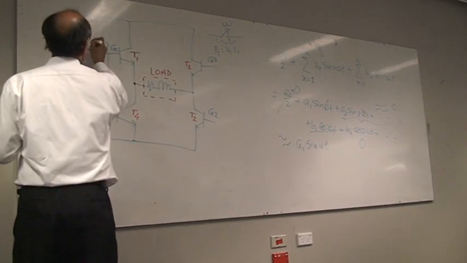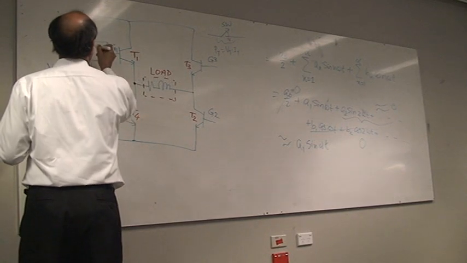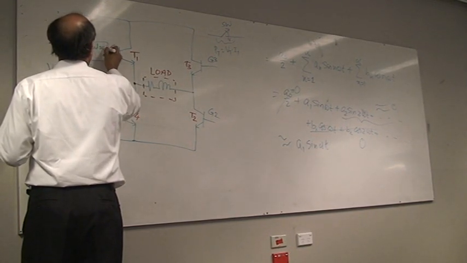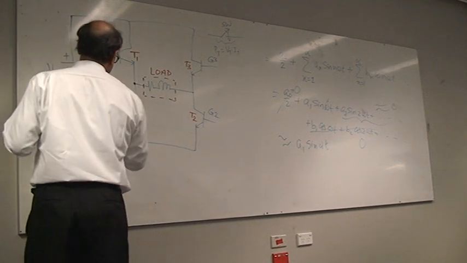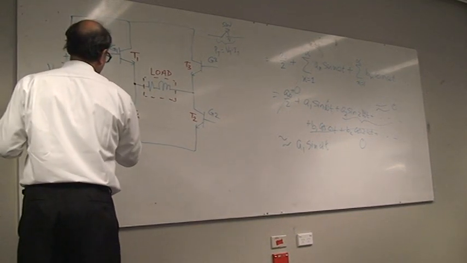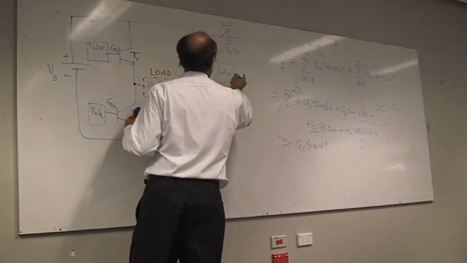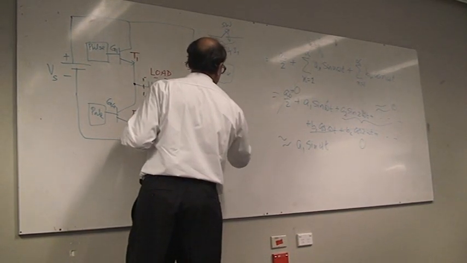You have to give them a pulse to make them on. So you have some pulse coming from some control circuit. You can call it the gate pulse.